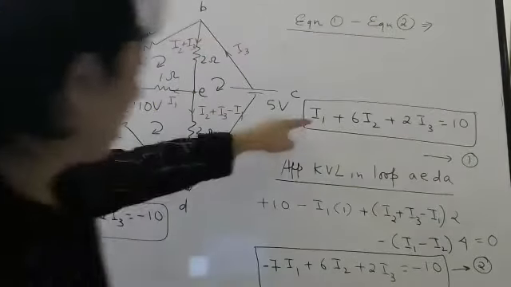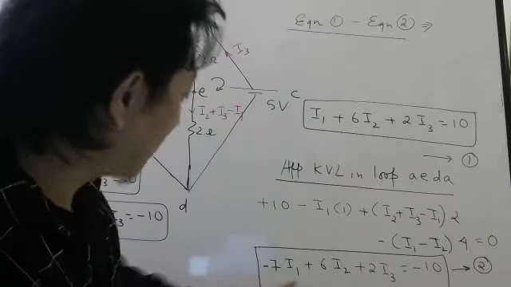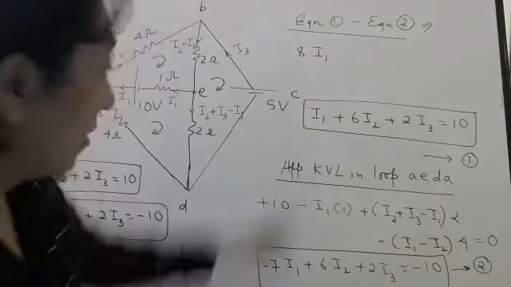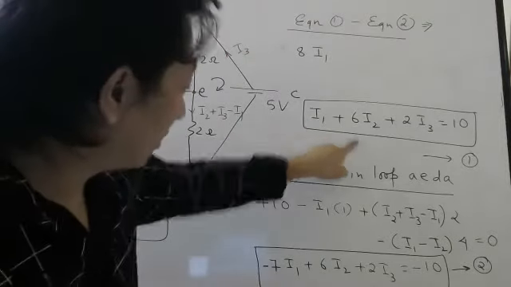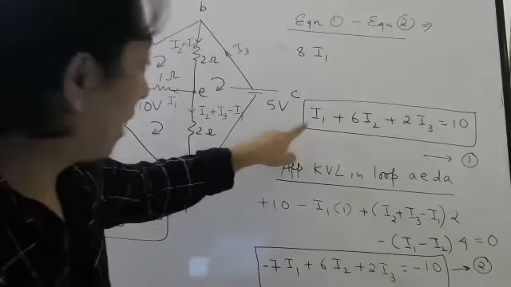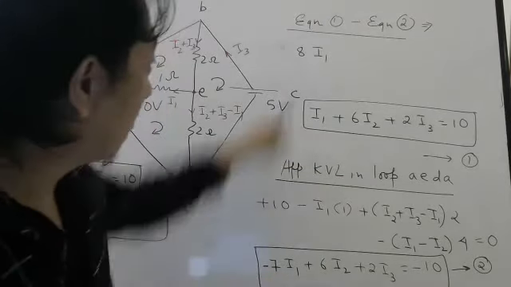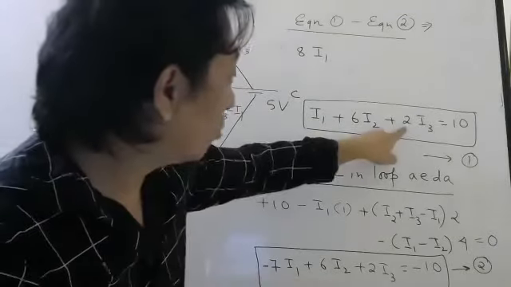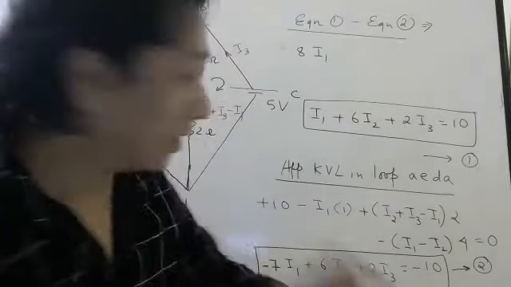If you subtract, what will you get? Check once. I1 minus 7I1, 8I1. Correct? I1, this equation minus this equation. So I1 minus 7I1, 8I1. 6I2 minus 6I2 cancel. 2I3 minus 2I3 cancel.